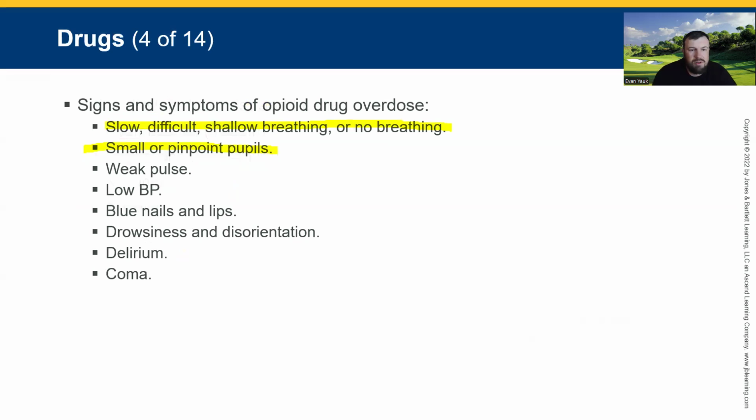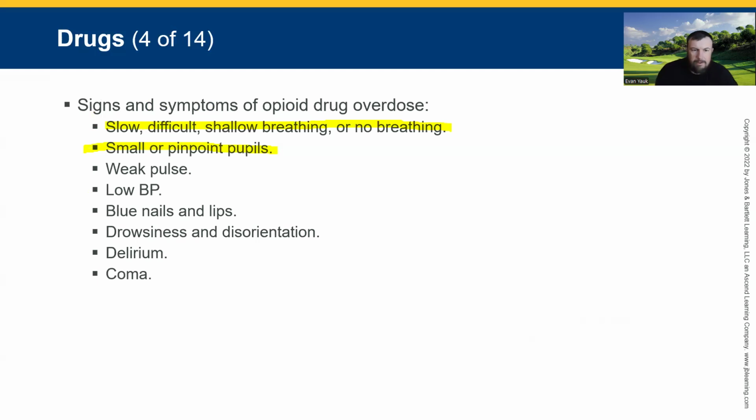Signs and symptoms: slow, difficult, shallow breathing or no breathing, small or pinpoint pupils, weak pulse, low blood pressure, blue nails and lips, drowsiness, disorientation, delirium, and coma. I highlighted these up here because these are the ones I want you to really pay attention to. That slow, difficult, shallow breathing or no breathing is definitely huge when it comes to a drug overdose of an opioid. And then the small pinpoint pupils are just kind of a final telltale.